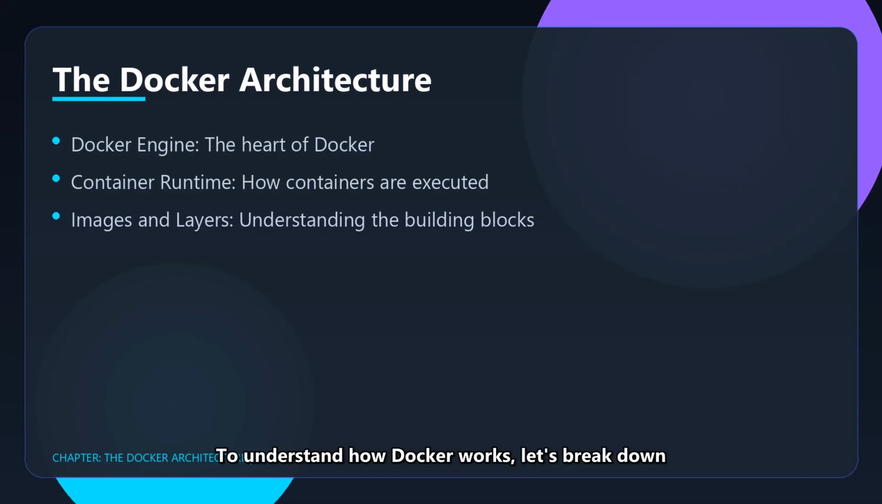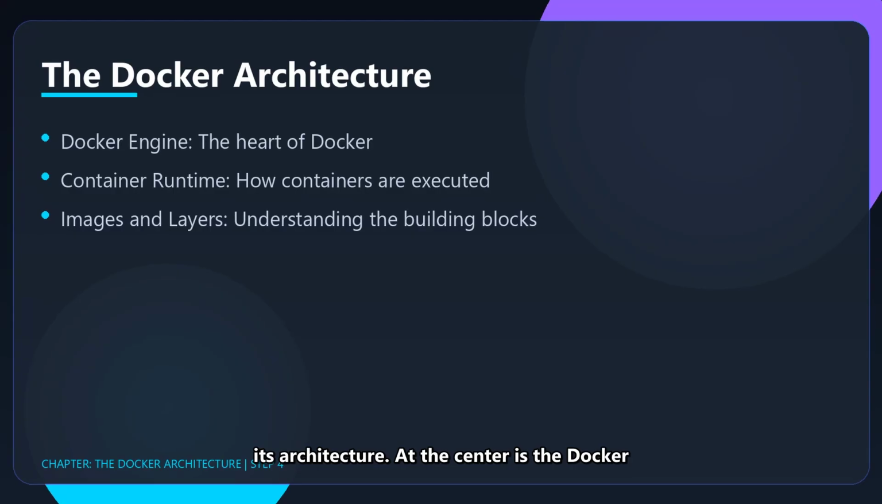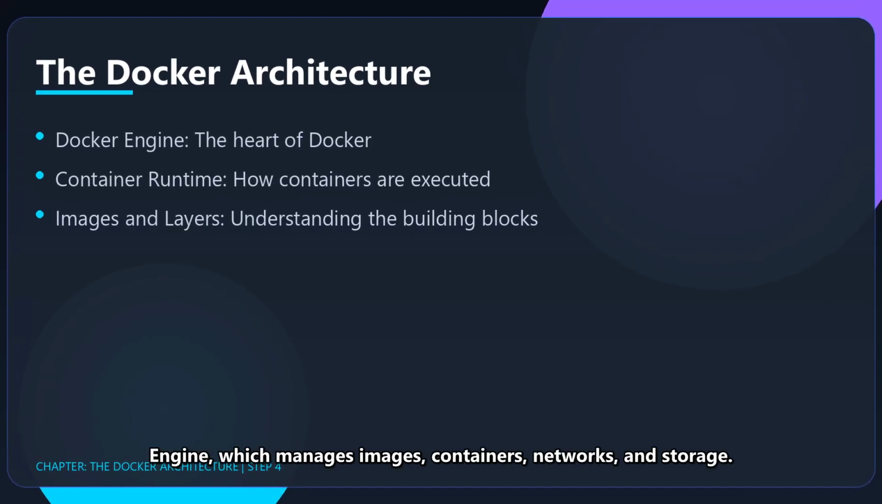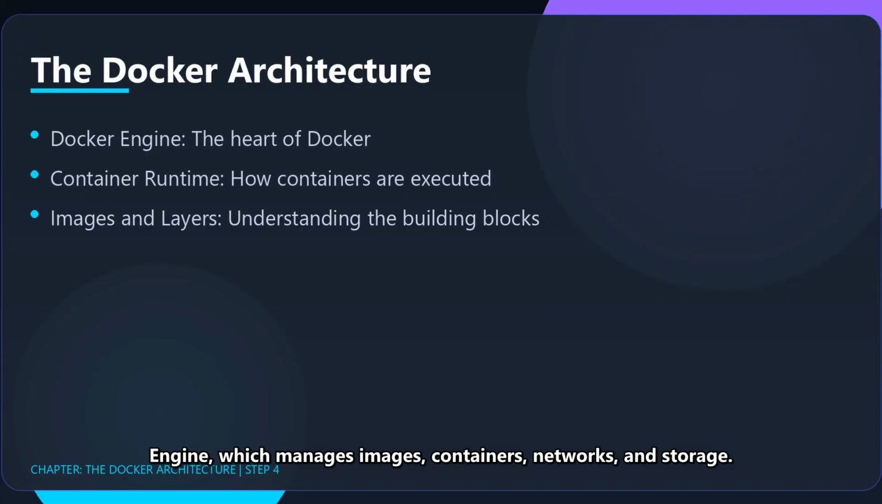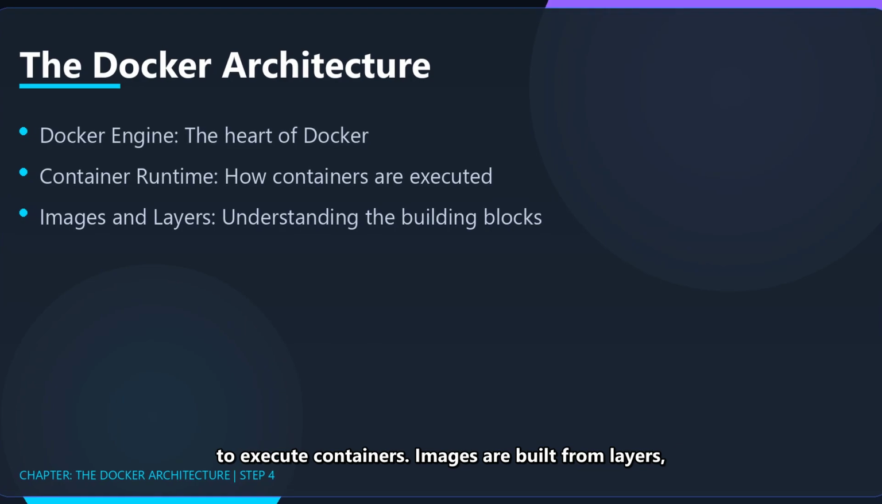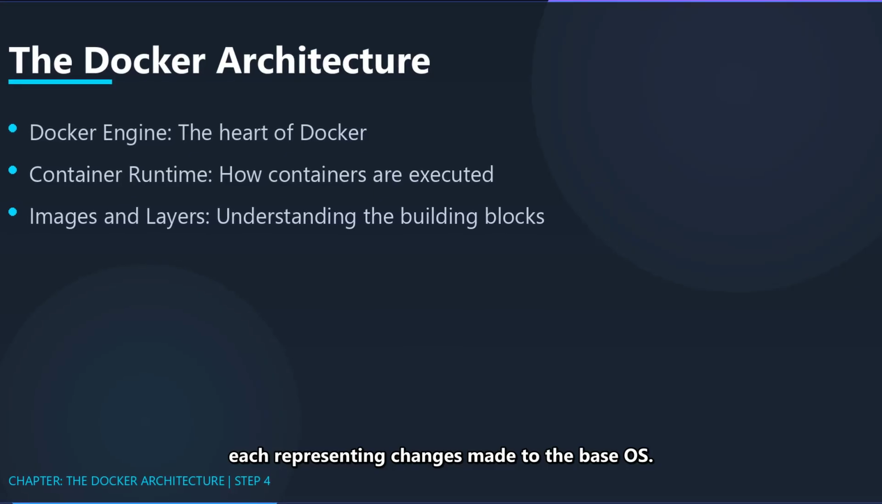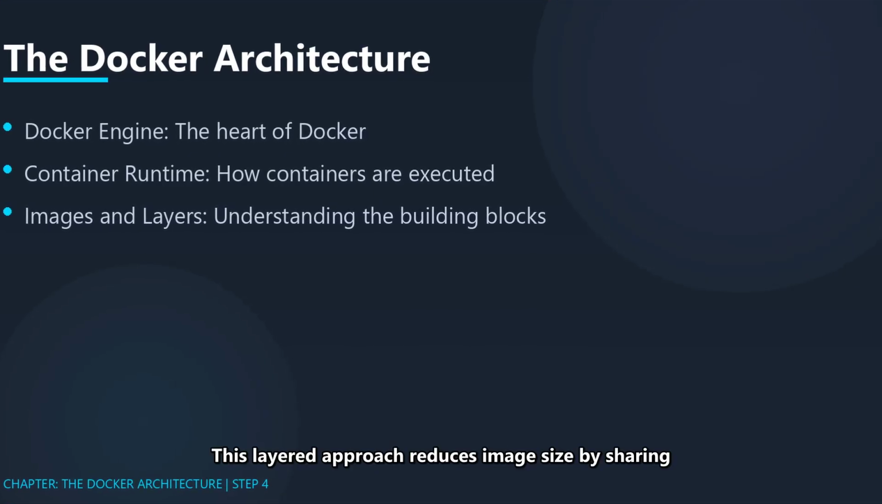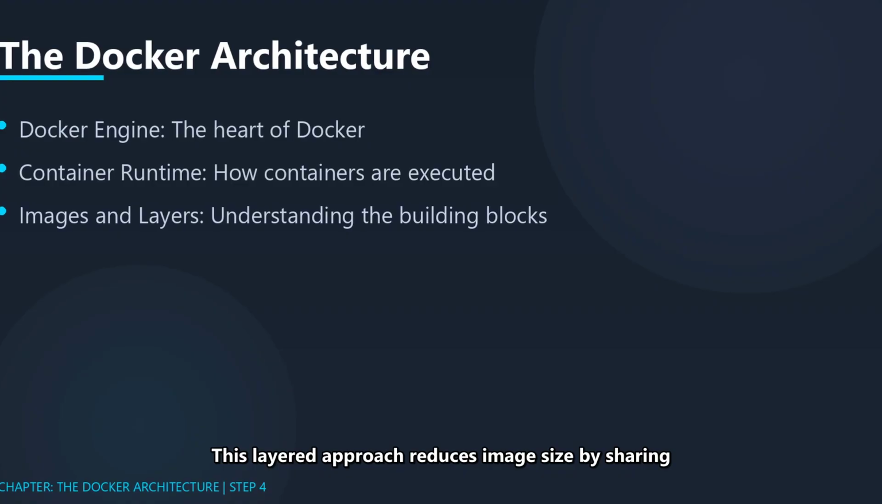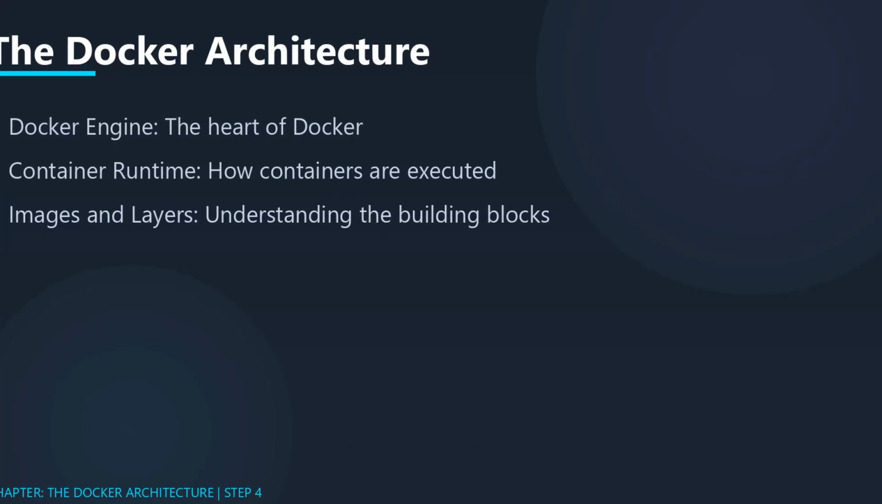To understand how Docker works, let's break down its architecture. At the center is the Docker engine, which manages images, containers, networks, and storage. The engine uses a container runtime like runc to execute containers. Images are built from layers, each representing changes made to the base OS. This layered approach reduces image size by sharing common layers across different images.